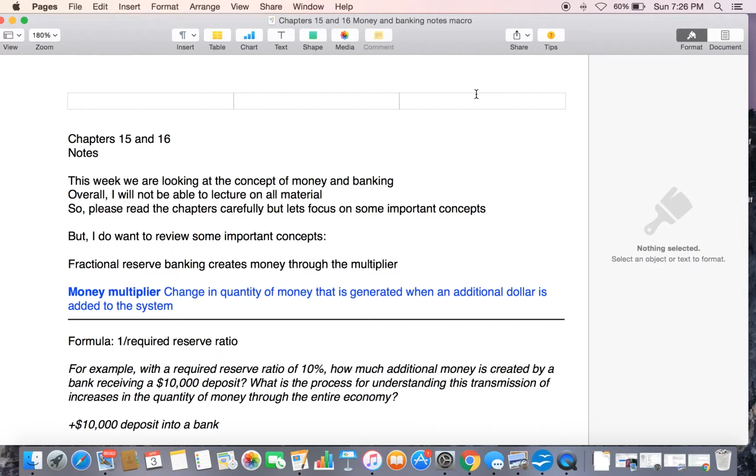So this week we're looking at the concept of money in banking. I'm not going to be able to lecture on all materials I just mentioned, so please read the chapters carefully, but let's focus on some important concepts while we have time.